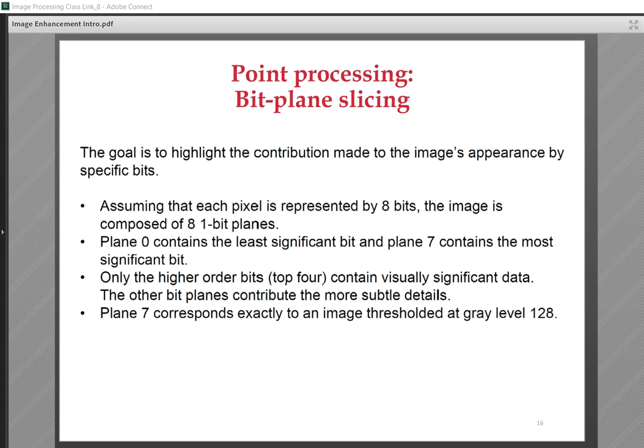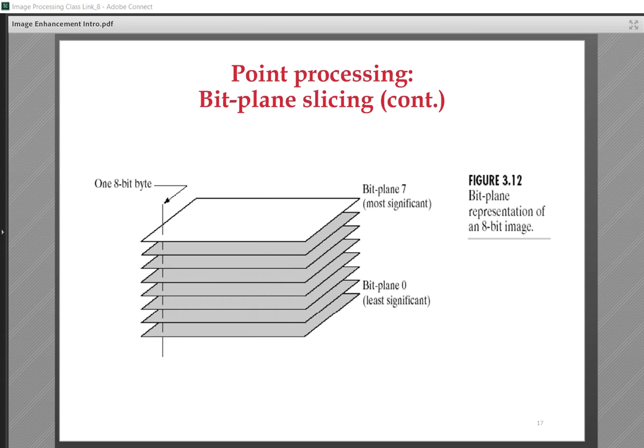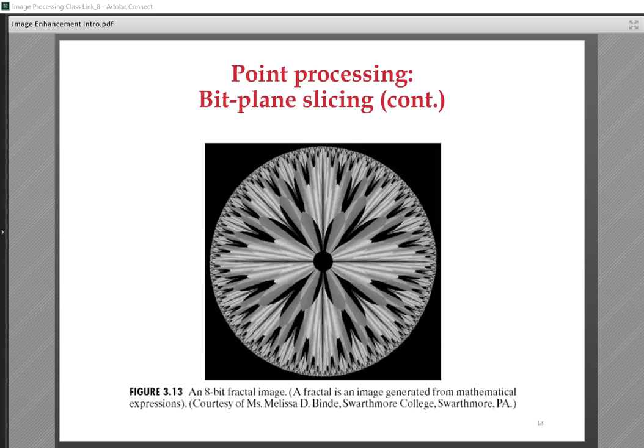Subtle, for fine tuning, for the least qualities. In Persian and in Arabic we say latafat, latif, zarif. Subtle means this. Plane 7 corresponds exactly to an image threshold at gray level 128. Most significant.